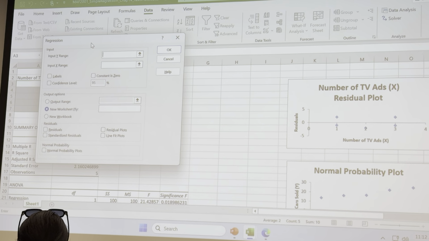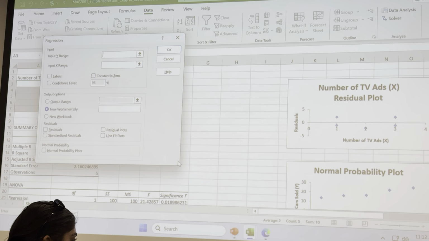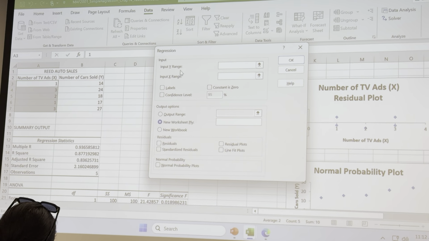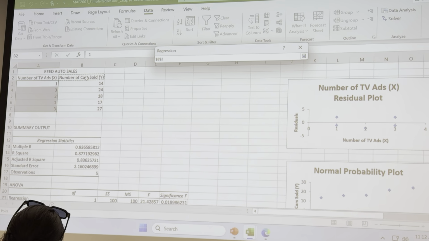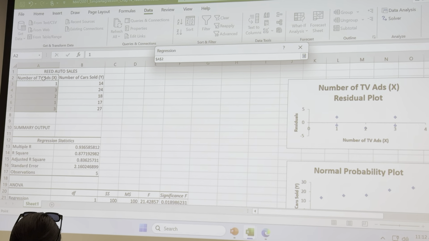So I am on this chart now. What I'm doing is just showing you how to get regression output. So it says over here Input Y Range. This is your Y variable. We are looking at the auto sales example, okay? This is your number of cars sold, the dependent variable. Input X Range, this is your independent variable, number of TVs.